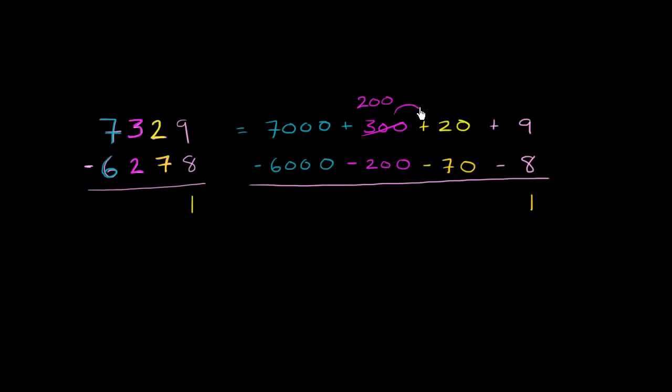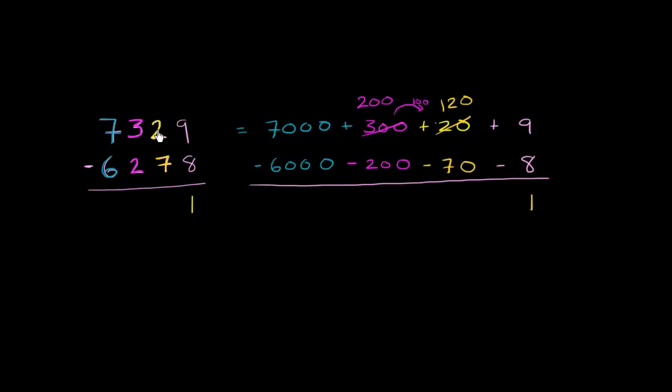We're going to give that 100 to the tens place, so it is going to become 120. Notice 200 plus 120 is 320. 300 plus 20 is 320. We have not changed the value of the number. We've just changed what place we're representing it in.